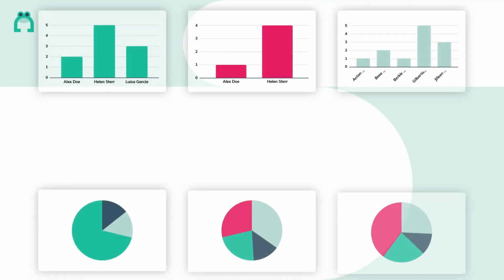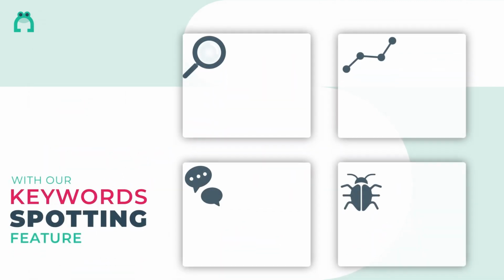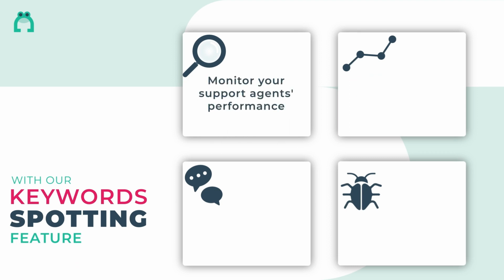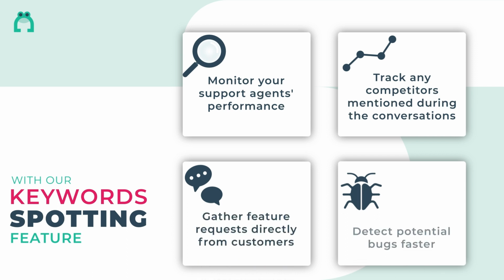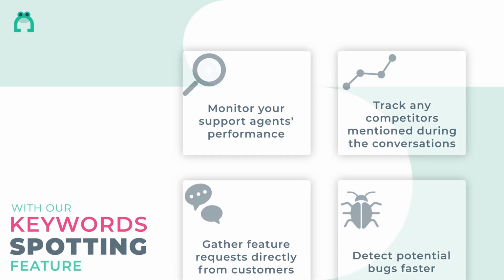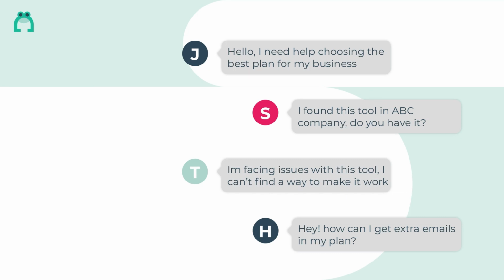We would like to introduce our newest feature, Keyword Spotting by Frogget. With our Keyword Spotting feature, you can monitor your support agent's performance, track any competitors mentioned during the conversations, gather feature requests directly from customers, and detect potential bugs faster. Let us show you how it works during your support agent's conversations with clients.